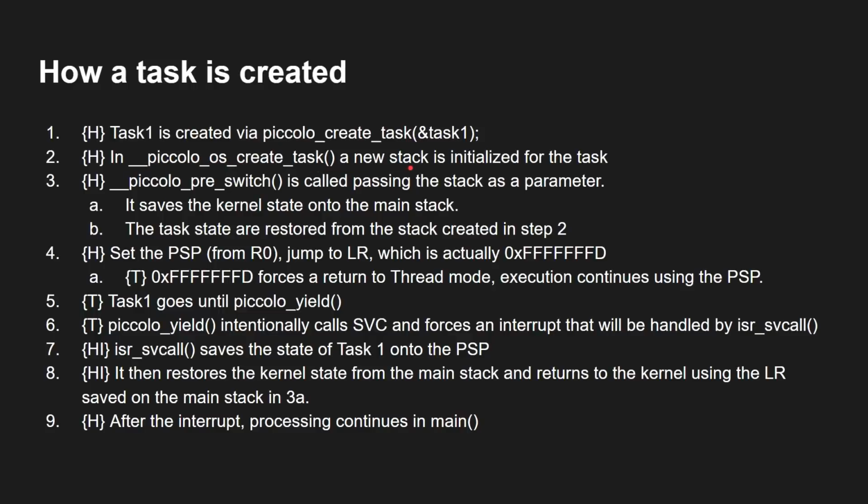What it does, it creates a new stack. Now remember, with context switching, it's all about stacks. Which stack am I using? Because on the stack, you've got a copy of the registers so that you can carry on exactly as you were before you got switched away from. So it creates the new stack. And then we call Piccolo pre-switch, which is in the assembly code, and you pass in the stack. So this basically says, I want you to switch from kernel mode to the task using this stack.